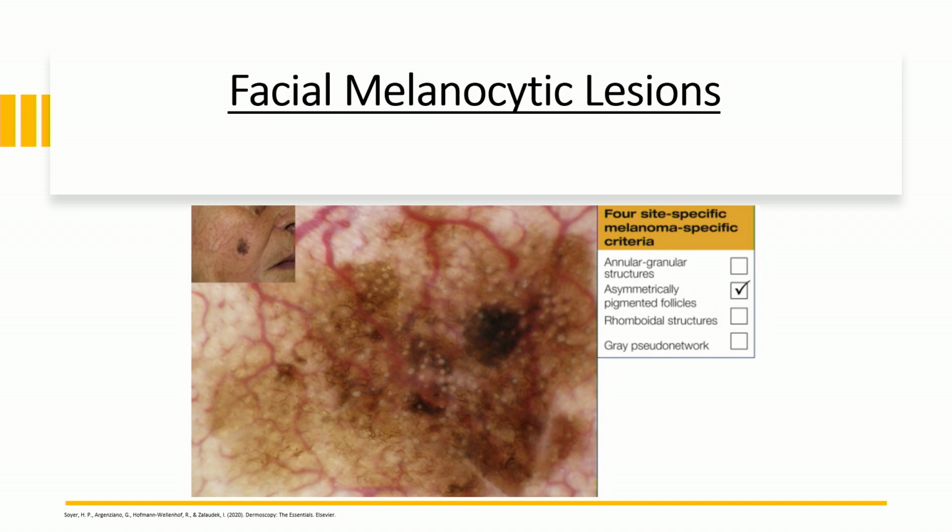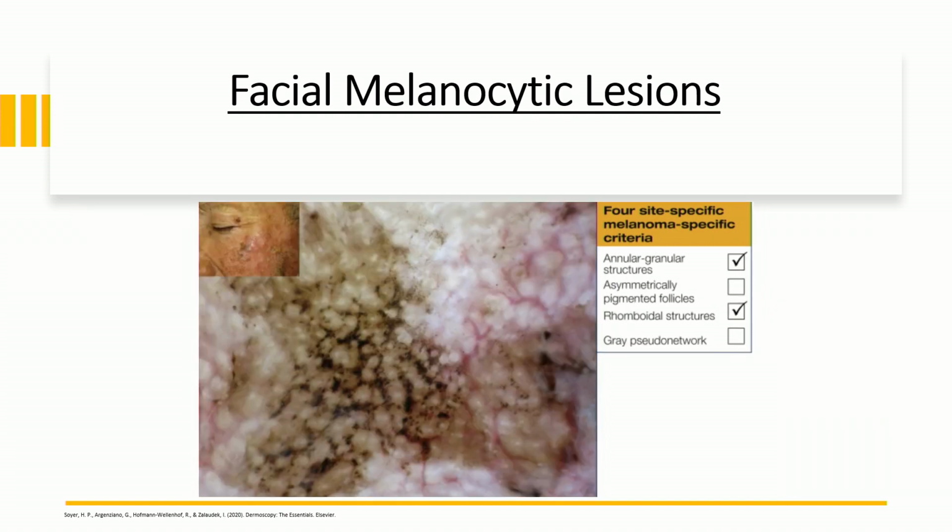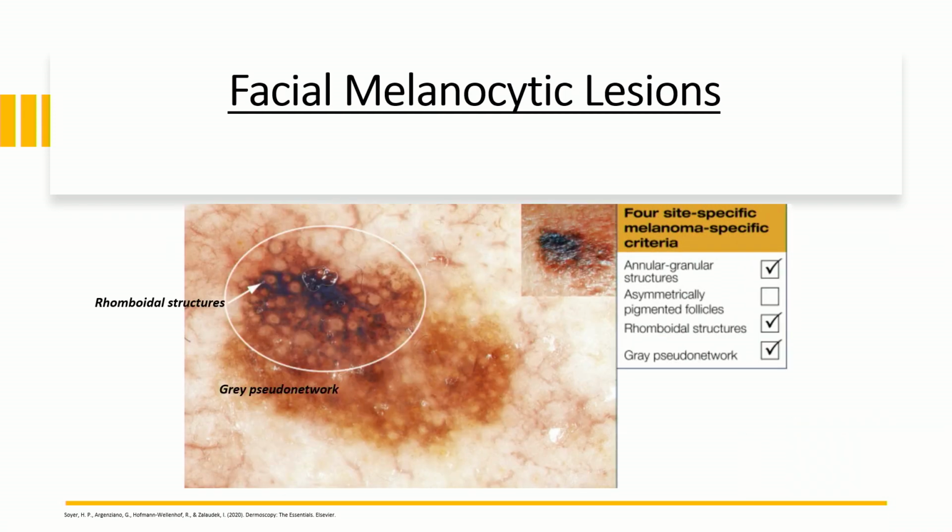And this one in particular, it's got asymmetrically pigmented follicles. The follicles are the ones, all the white dots. So they are the follicles. And you can see that there are asymmetrically pigmented follicles. So you are concerned about this one. And then the next one has the annular granular structures and the rhomboidal structures. So again, you worry about this one.